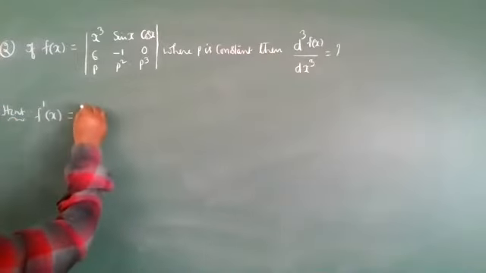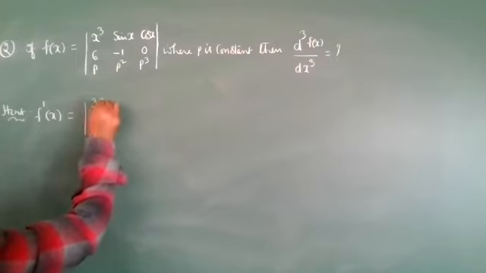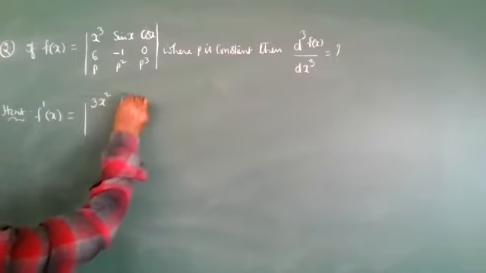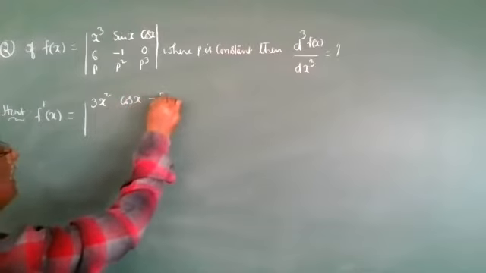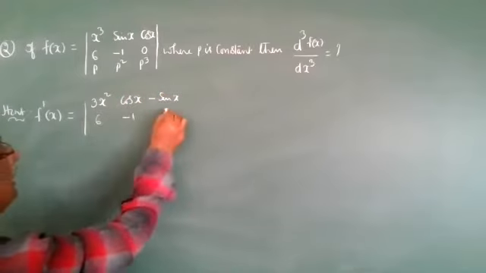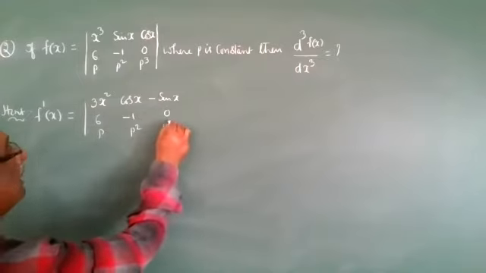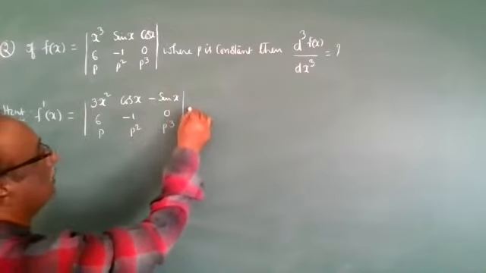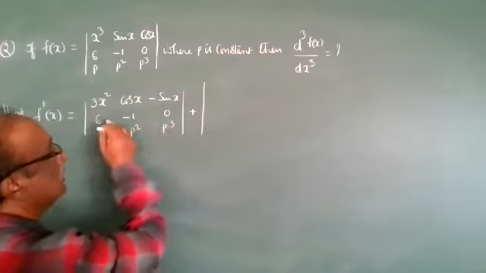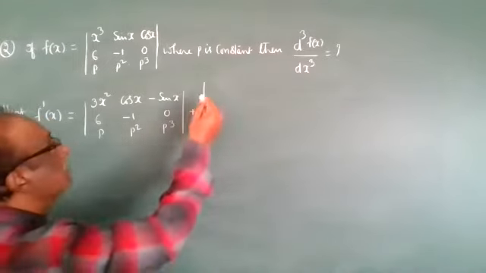First, I'm going to do the row wise. The first row derivative is 3x square, cos x, and the cos x derivative is minus sin x. The second row is the same, the third row is the same. Now apply the derivative to the second row. Second row means all are zeros. One row is zeros, so that determinant is zero.